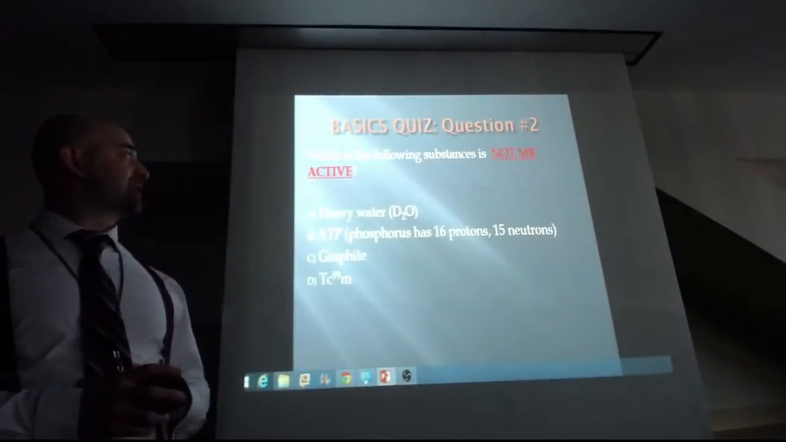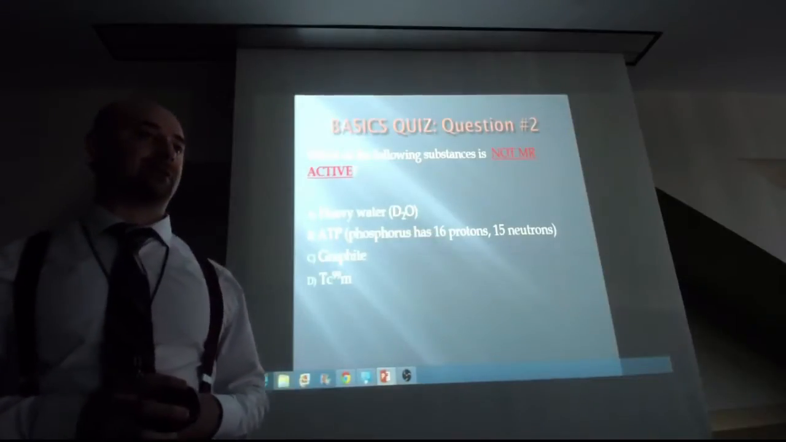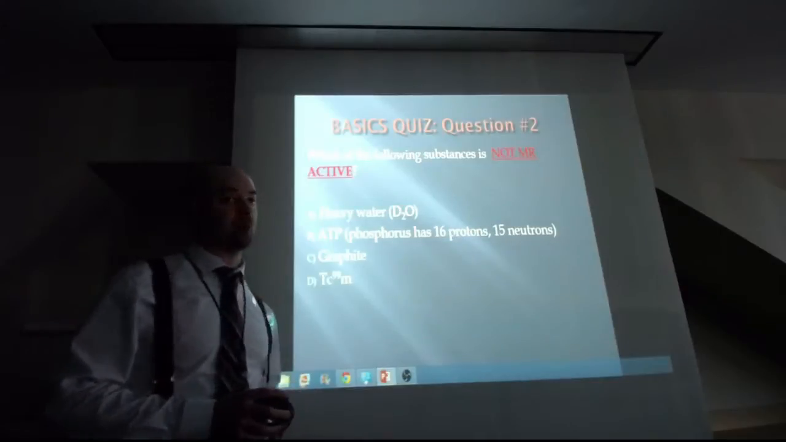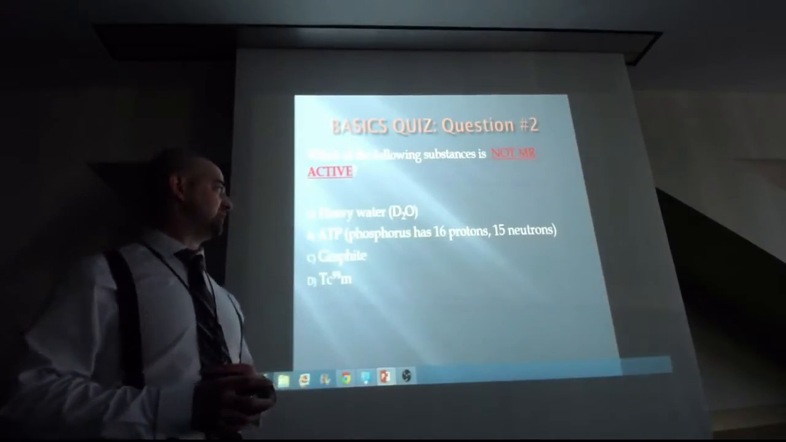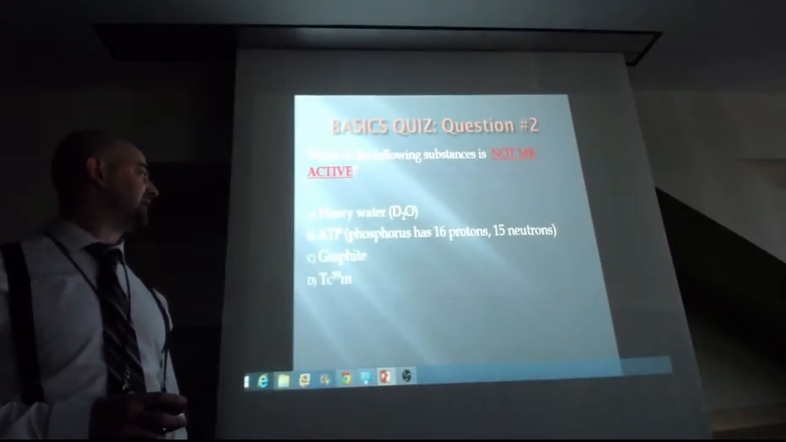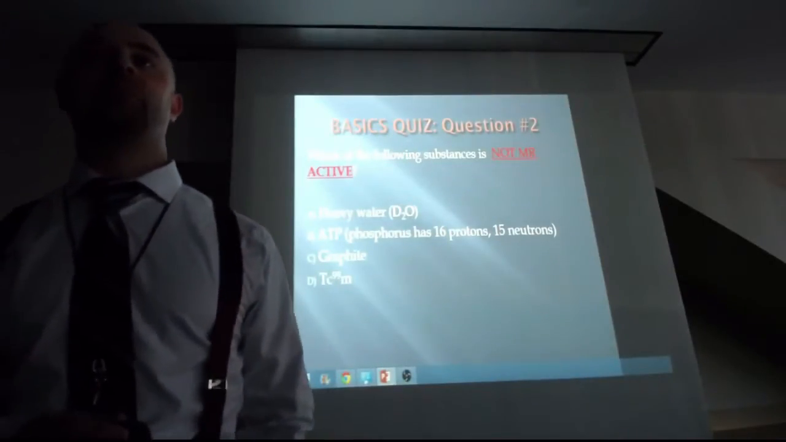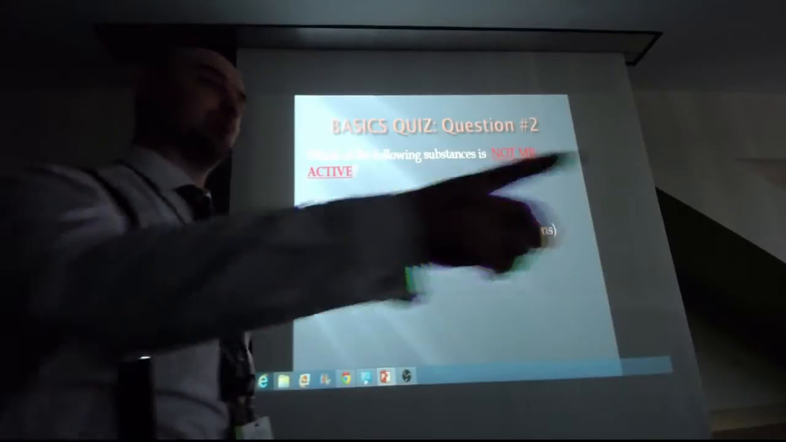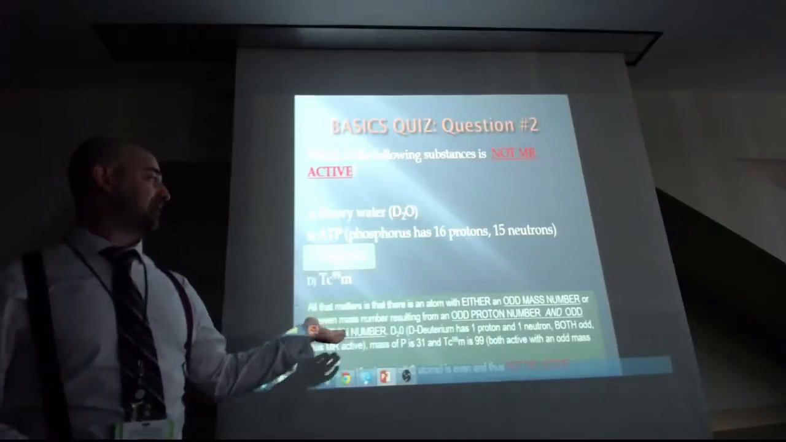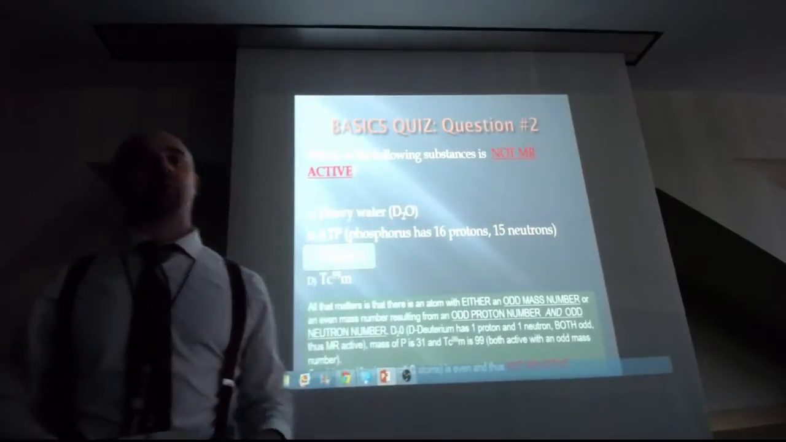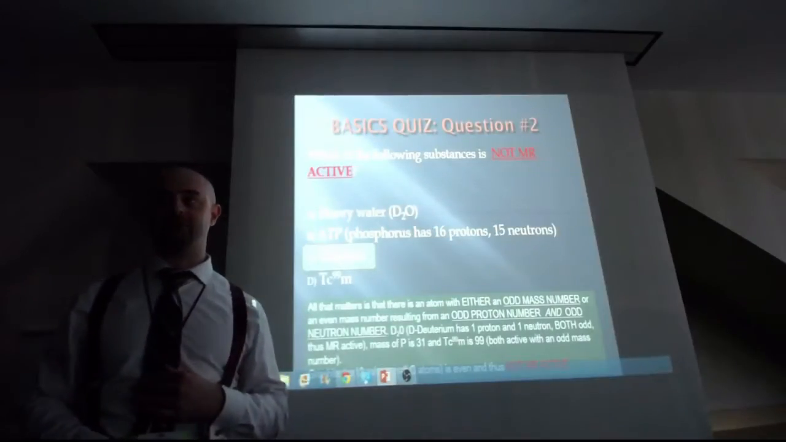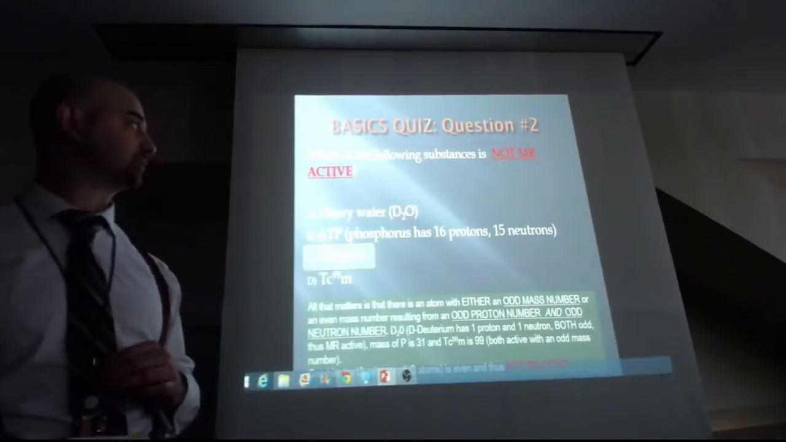Okay. Which of the following is not MRI active? Which of these things could you not image in an MRI machine? Heavy water, D2O, ATP, and I gave you a little hint, phosphorus has atomic number 15. Graphite, or technetium-99, which we all know and love from nuclear medicine. Yes, you are correct, sir. Graphite, because carbon-12 has a proton number of 6. Six and 12 are both even, so it is not going to be MRI active. Carbon-12 is never going to be MRI active.